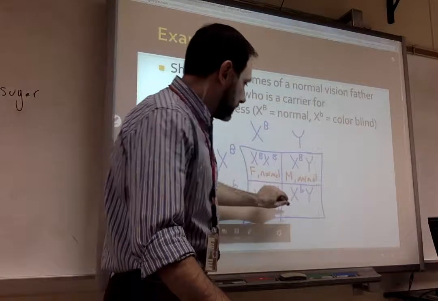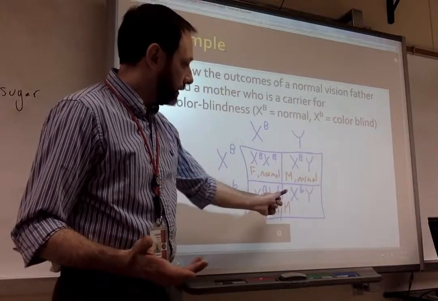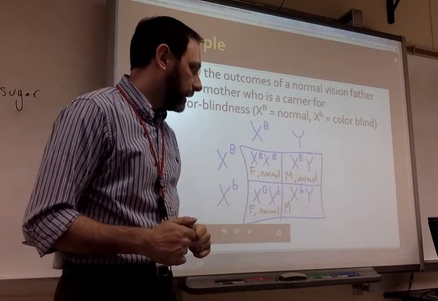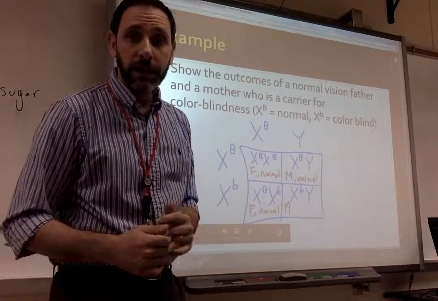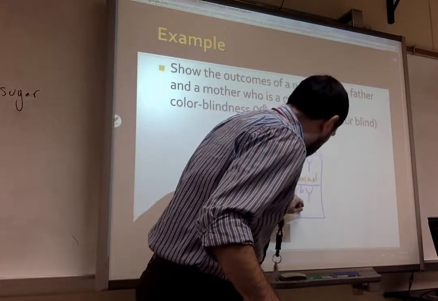This one is also a male, but because he only has this one allele, he's going to exhibit that trait no matter what. So he is going to be colorblind.